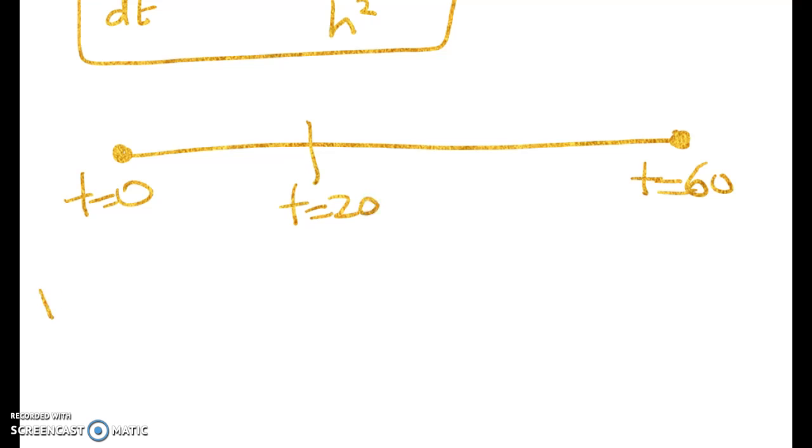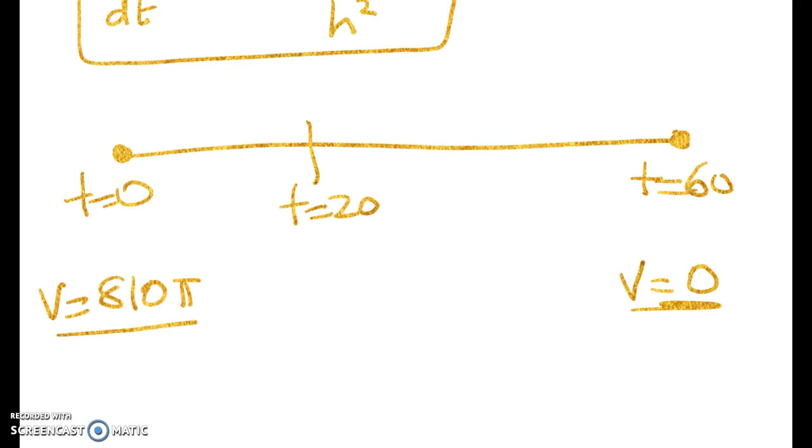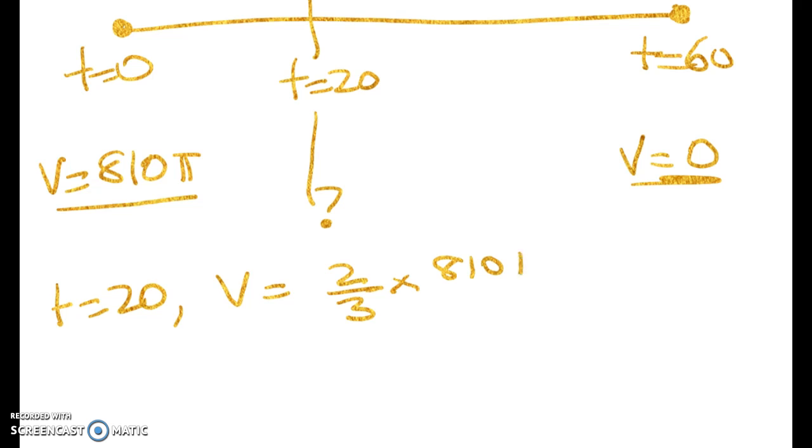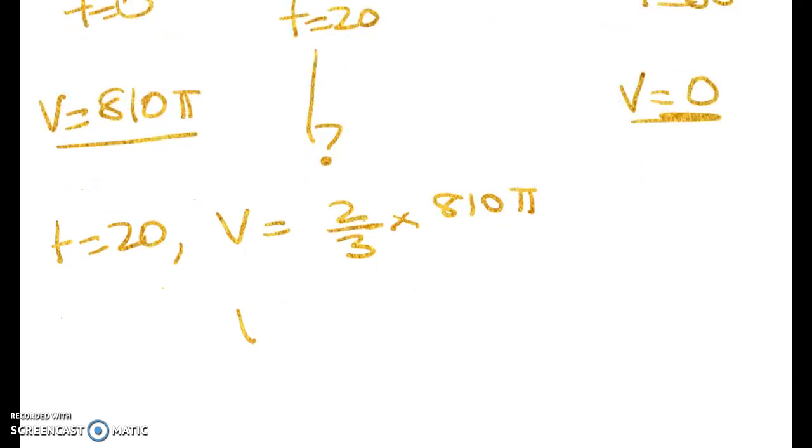So at t equals 0, volume is equal to 810 pi. And down here, volume is equal to 0. So this is simple proportional reasoning. Volume's dropping at a constant rate. So what's the volume after 20 minutes? Well, the volume will be 2/3 of the volume when it's full. So volume is equal to 540 pi.